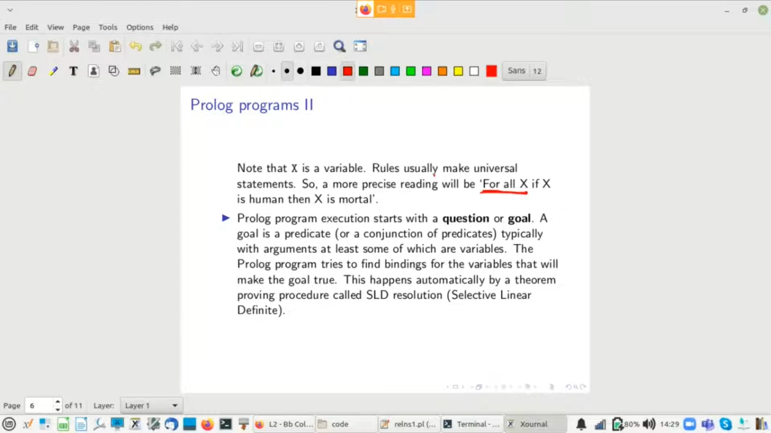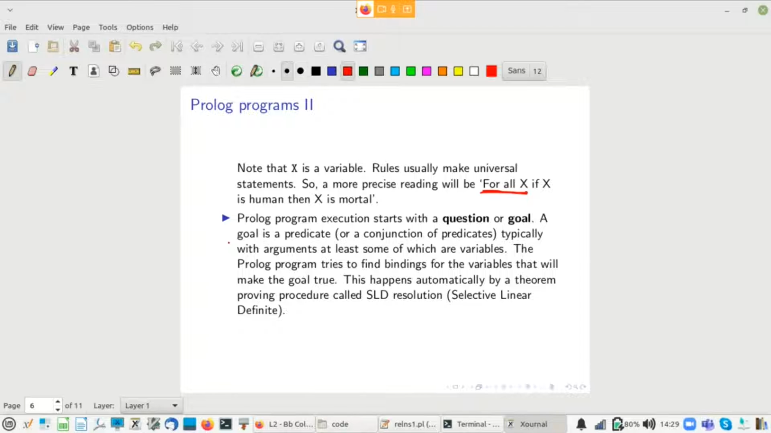Okay, so basically what you do is you model the domain in terms of facts and rules. We'll come to an example shortly. You model the domain in terms of facts and rules, and when you want to do a task, you have to execute a Prolog program. When you write a Prolog program, the program itself is simply a model of the task domain.